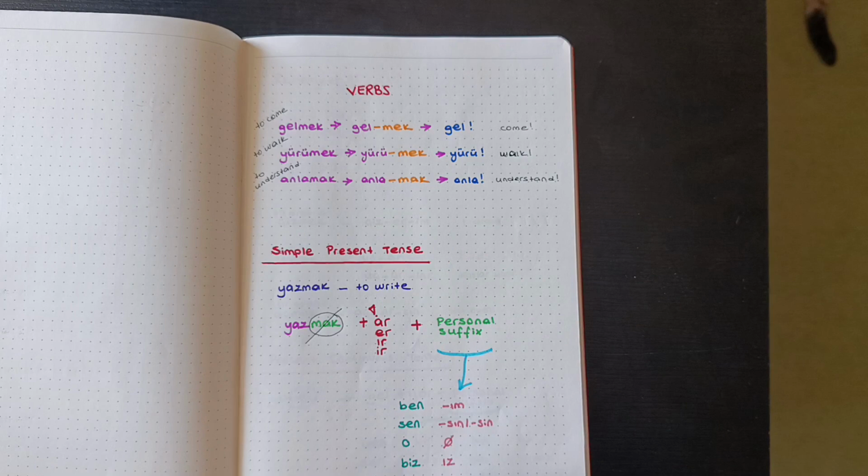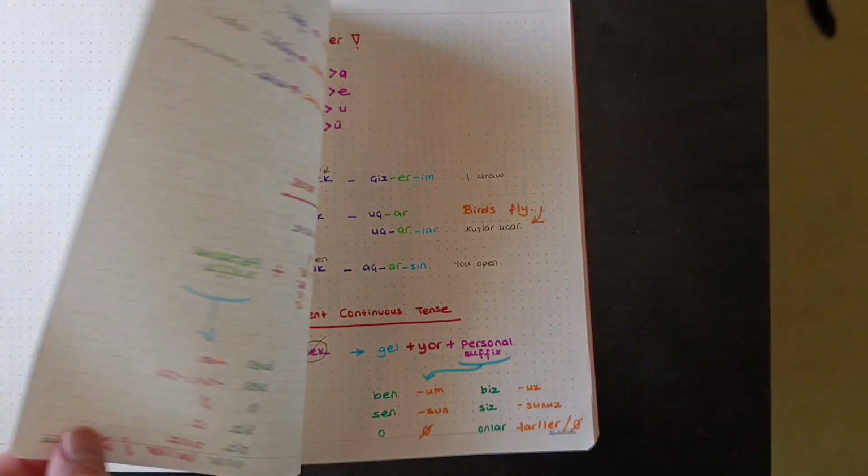Ben, im. Sen, sın, sin. O. Biz, ız. Siz, sınız. Onlar, lar, ler. The personal suffix is used to denote exactly who is doing the verb. Remember, you don't have to use pronouns when using verbs, because already the personal suffix explains who.